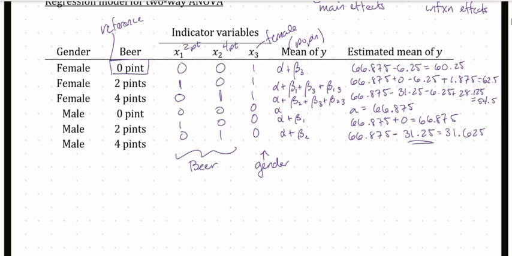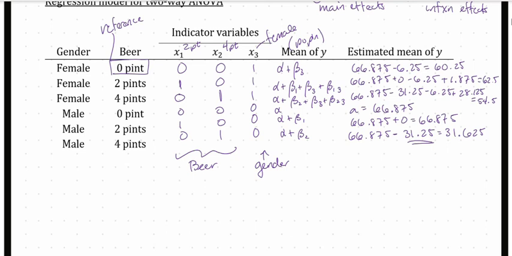If this interaction effect of 28.125 were around 0, then these two means would be much more similar. We would have seen the same drop of negative 31 for the change from 0 to 4 pints of alcohol for females and for males. But because of this interaction effect of 28.125, that's what's pulling the females back up to not as big a drop.